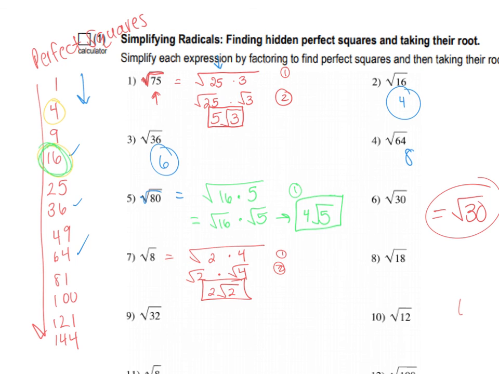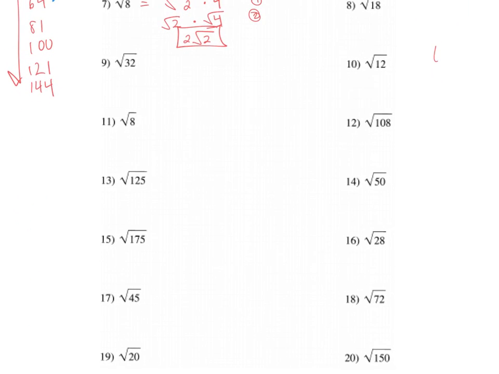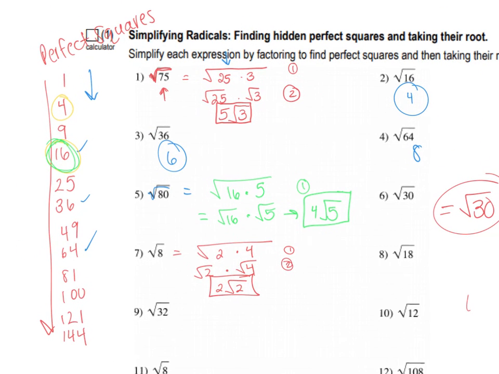Okay? So go ahead and do the rest. So you have 8 through 20. And I just want you to do that same thing. Now, make sure you have those perfect squares down. That's super important. So if you did not write these down yet, you should go ahead and do so.